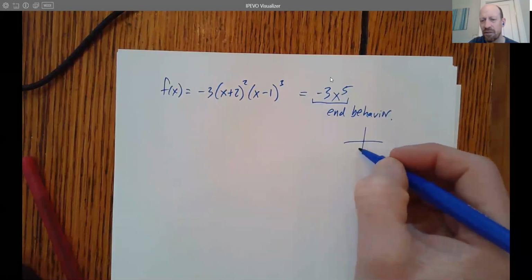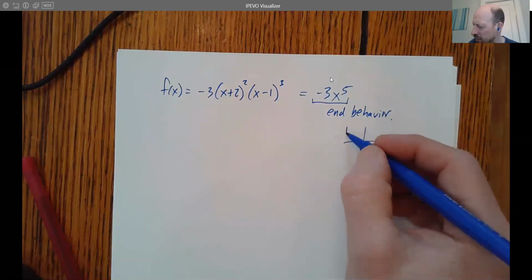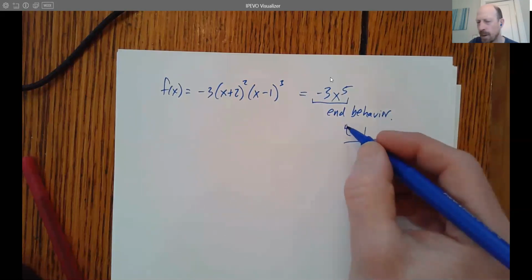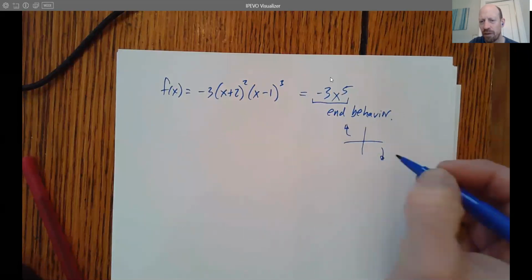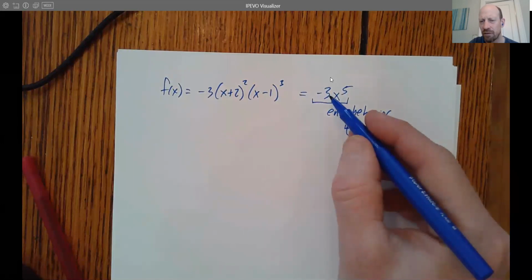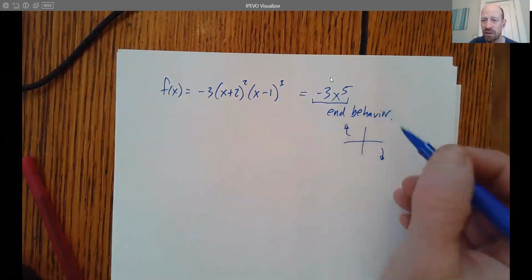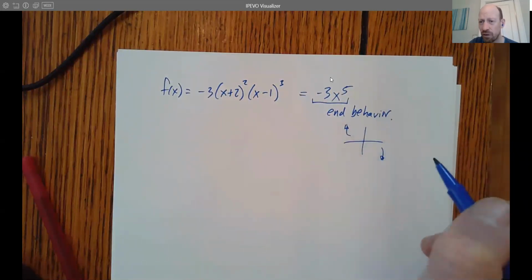A positive odd power would be like the last one. So a negative odd power is going to look like this. It's going to come down from the left and down to the right rather than up and up because of the negative, right? And again, this would look the same whether it was x to the 5th or x to the 7th. So I know the end behavior is going to look like that.